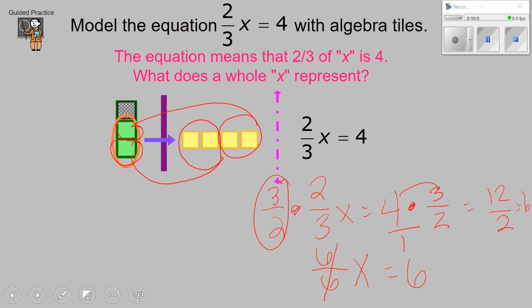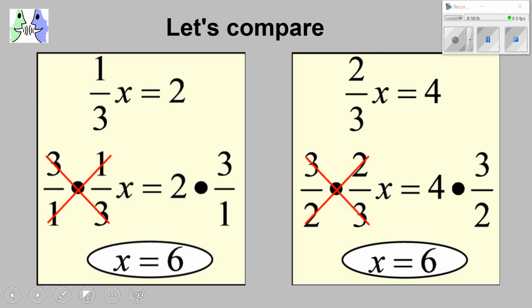So now let's compare these two problems. Okay, 1/3 of x is 2, 2/3 of x is 4. Do you notice how we get the same answer? To solve both equations, you multiply by the reciprocal to get x by itself. Both equations have the same solution of x equal to 6. Okay? All right. So now you need to get out your paper that says "I am in practice dividing, modeling, and solving equations."